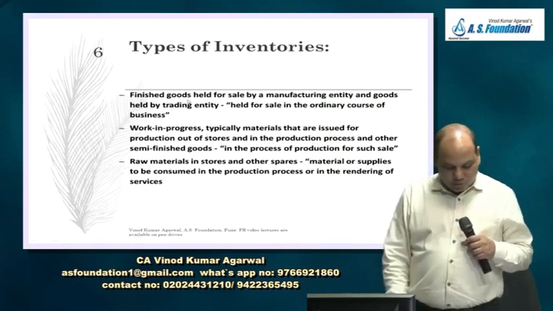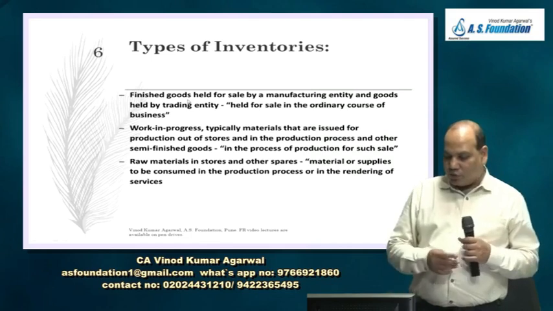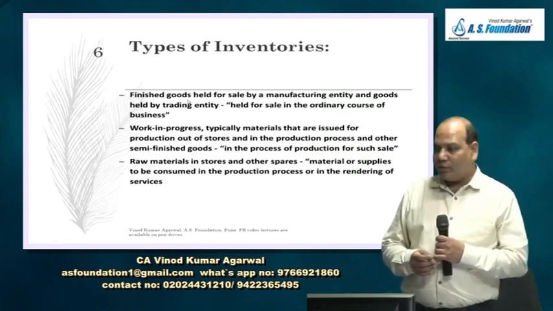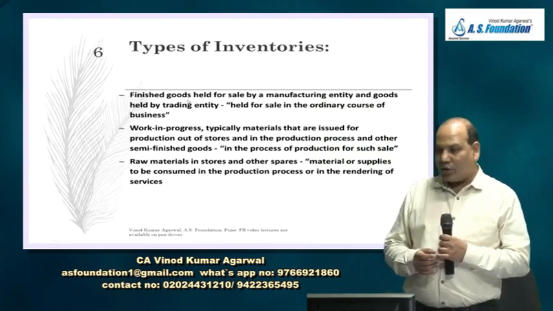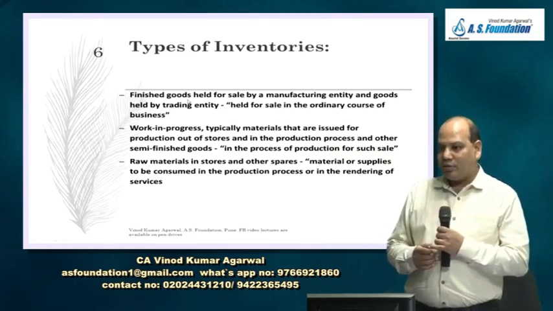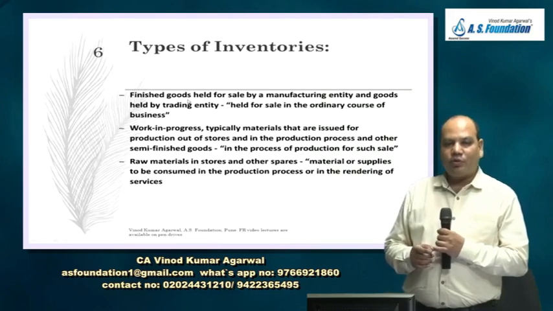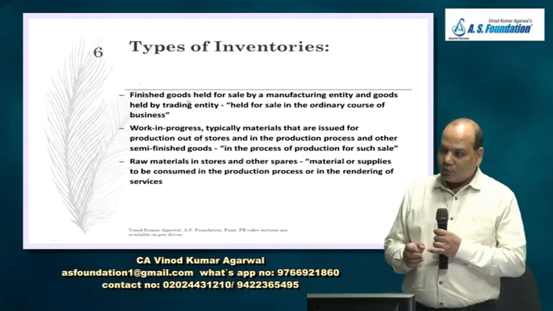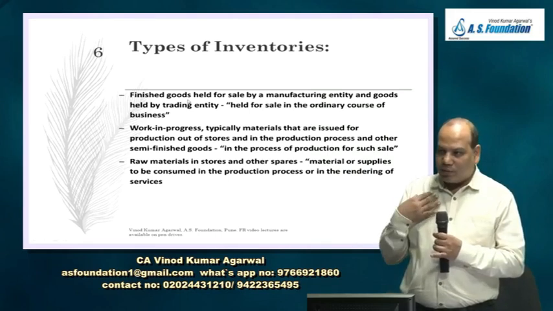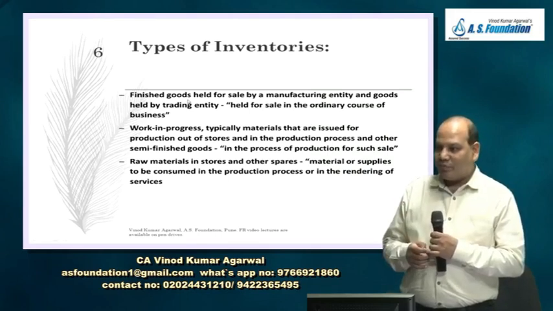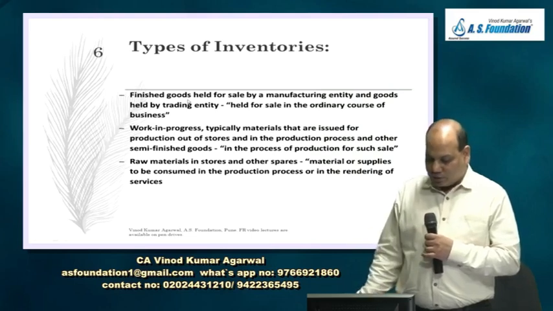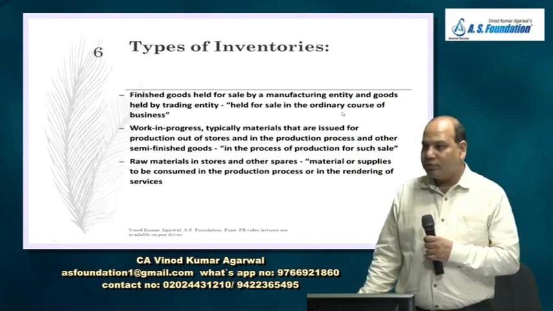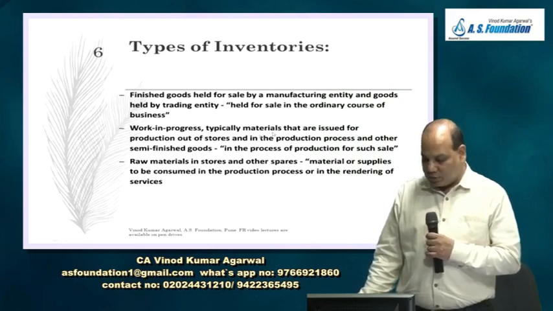First is finished goods. What are finished goods? Finished goods are items which are held for sale by a manufacturing entity and goods sold by a trading entity. If you are, suppose, a car manufacturer, Honda car company, so for them also that car is a finished good. I am a dealer of Honda car. For me also it is an inventory, as long as it is held for sale in the ordinary course of business.